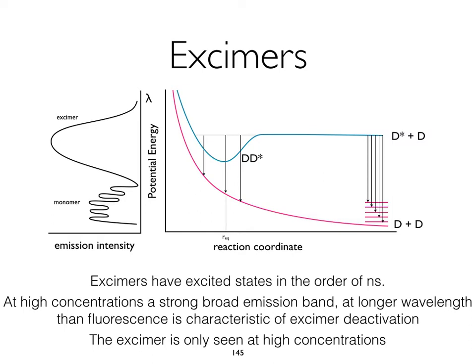So a very classic way of spotting whether we have excimer emission is to change the concentration of my sample. If I see this broad Gaussian band growing in at lower energy, higher wavelength, as I increase my concentration, I almost certainly have an excimer and nothing else.